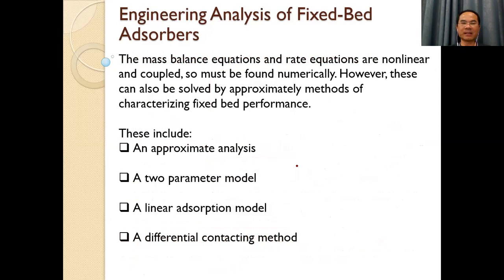We have at least four models, which I will talk to you about. The first model is an approximate analysis. The second has two model parameters. The third is the linear adsorption model, where we assume the isotherm is linear. And the last one is the differential contacting method or model.